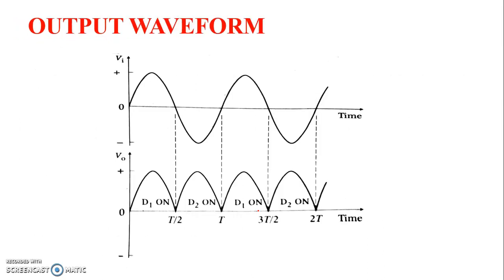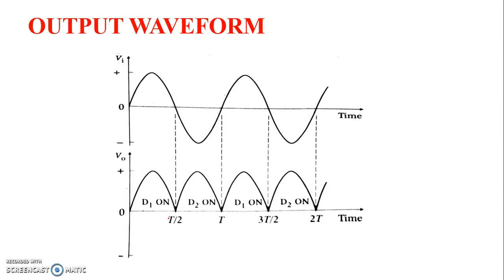So this is the output waveform of the full wave rectifier. Here this is the input alternating quantity signal, and this is the output signal, which is measured across the load resistance. During the positive half cycle, as we already said, the diode D1 conducts. During the negative half cycle, the diode D2 conducts, that is, the diode D2 is forward biased. So the entire alternating quantity is converted into the direct quantity.